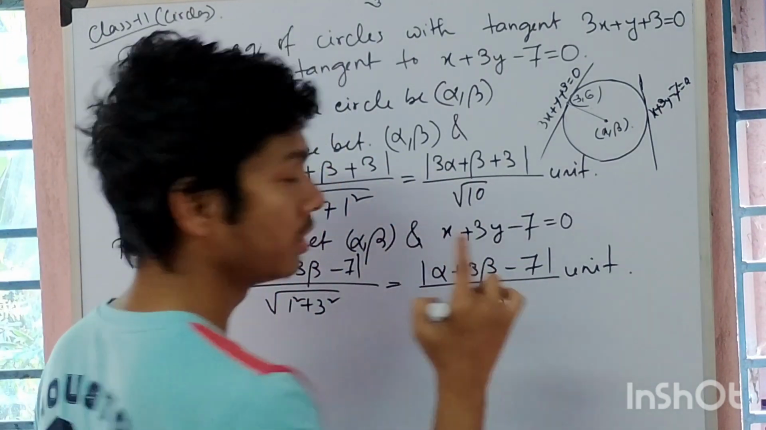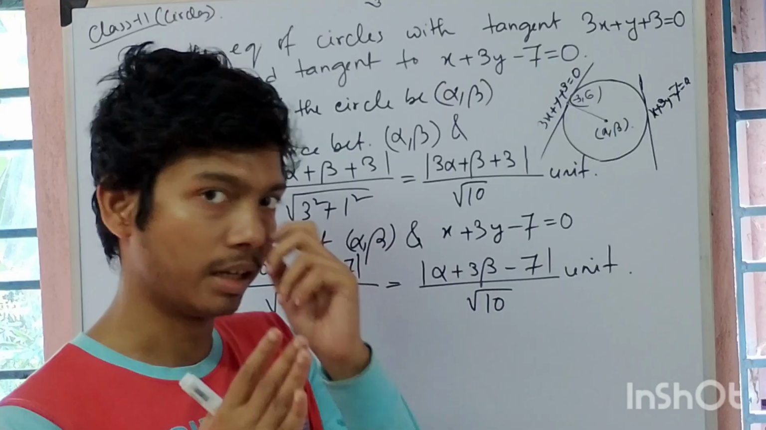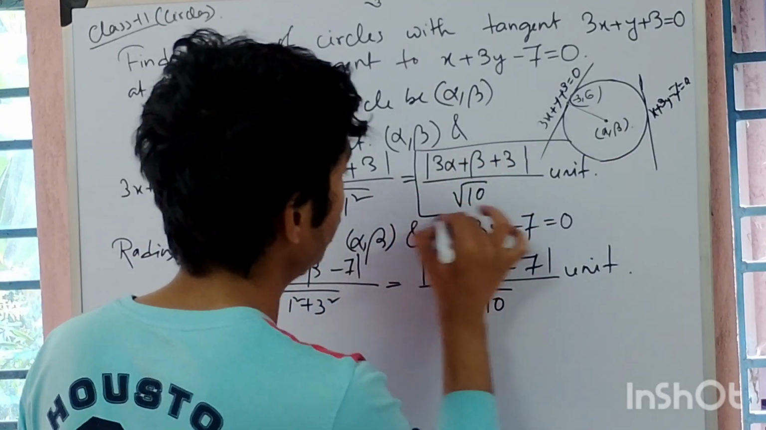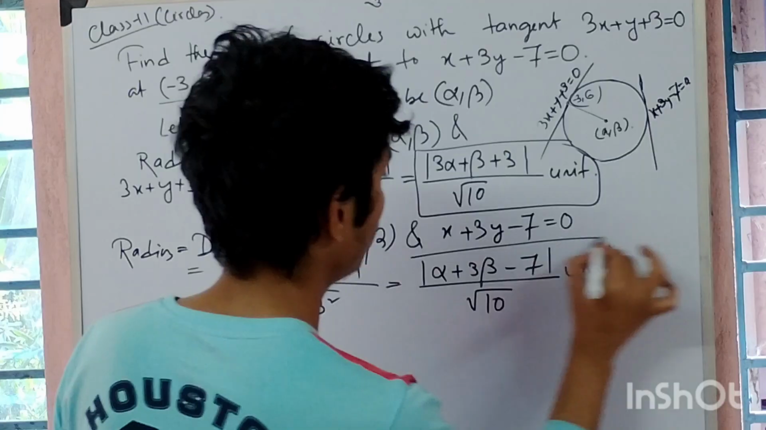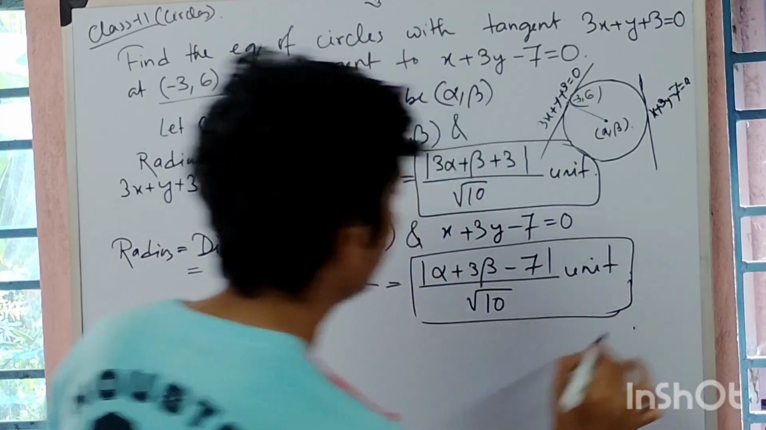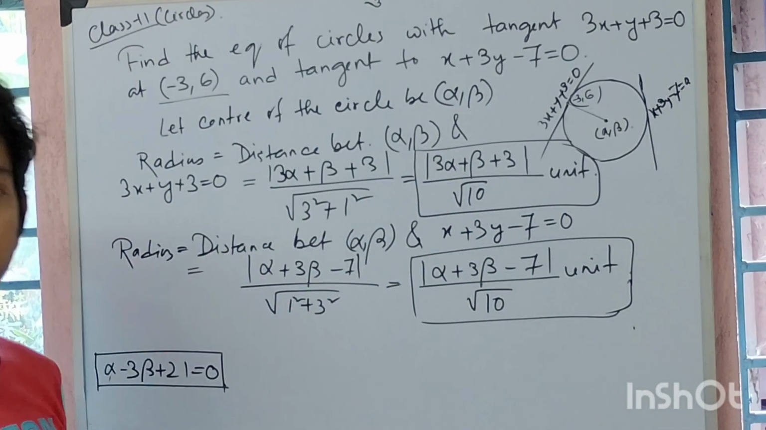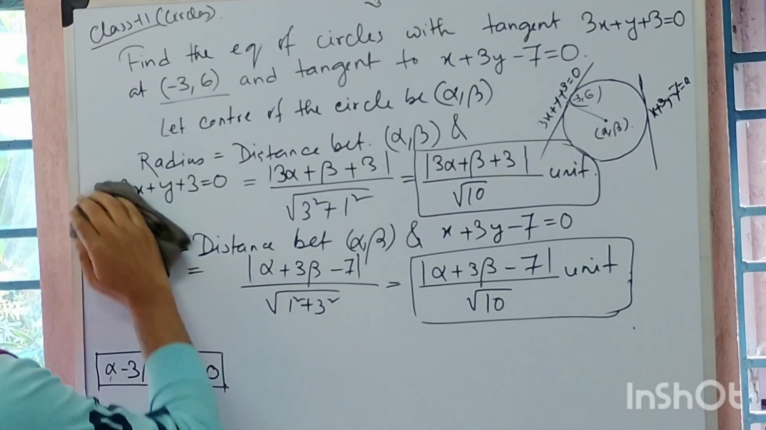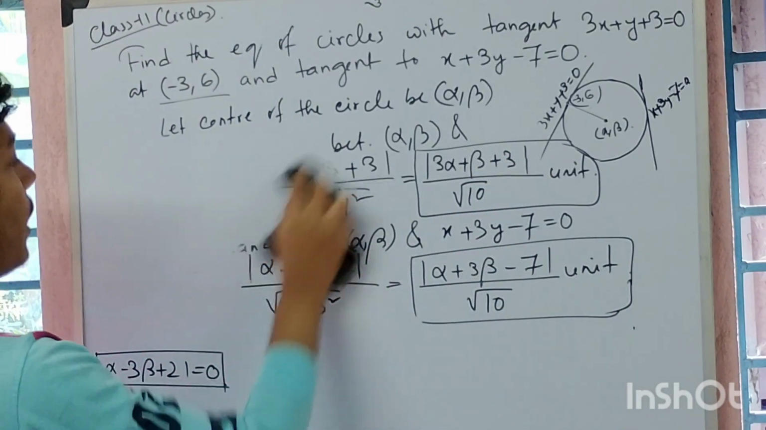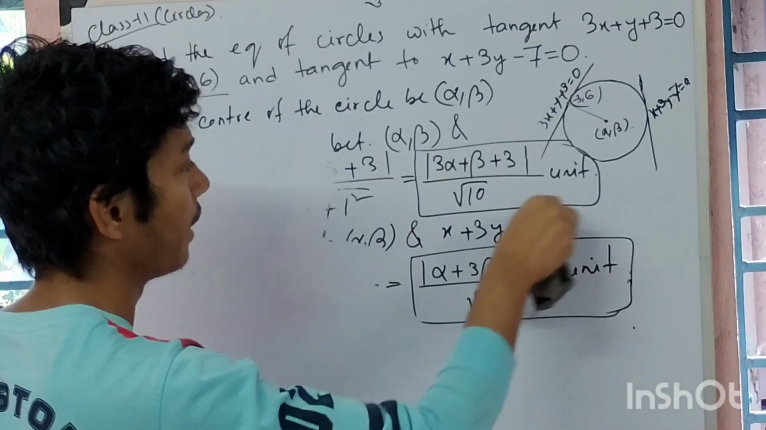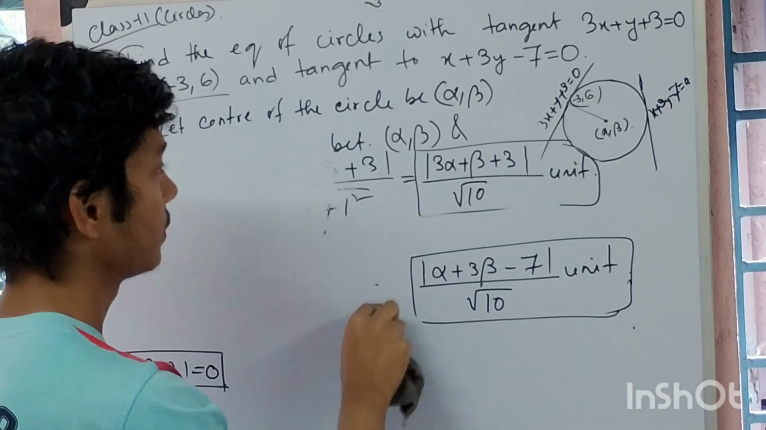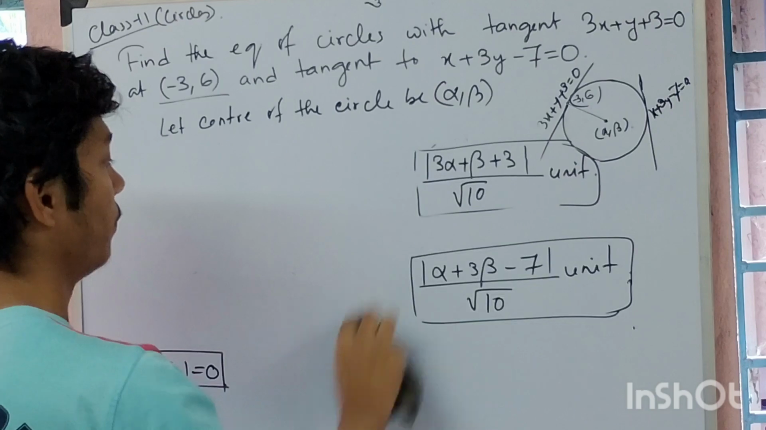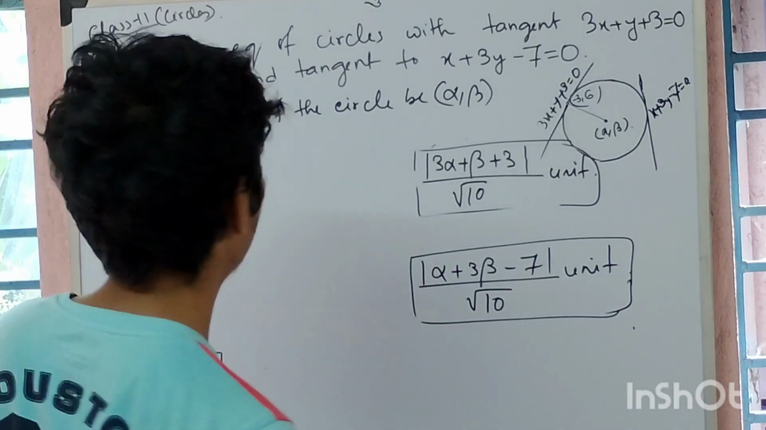So the radius of the same circle is always the same. So this value and this value should be equal. I am just making these two values equal and erasing the rest of this.